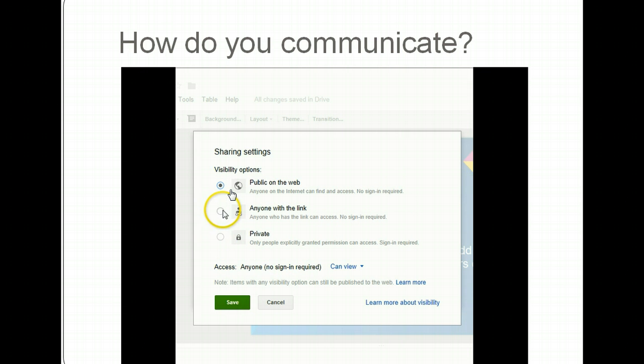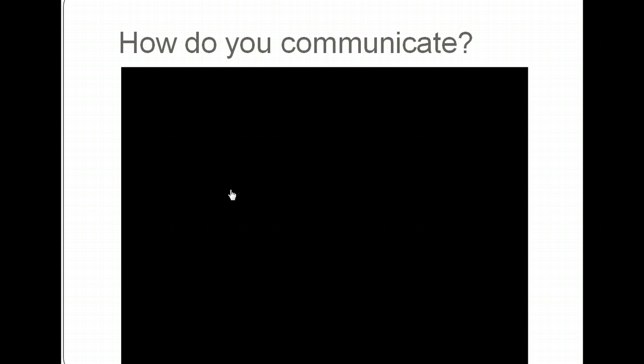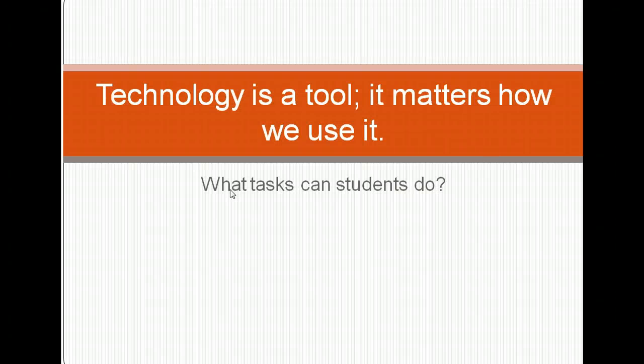Or you can make it private, and that means that only people that you give access or permission to can get on. So for your access, you can have anybody can edit, anybody can comment, or anybody can view. And that's how you communicate via your Google Docs. So technology is a tool, and it matters how we use it.